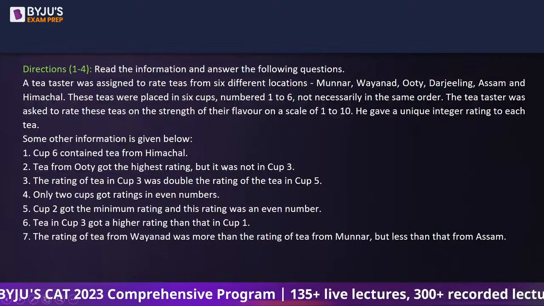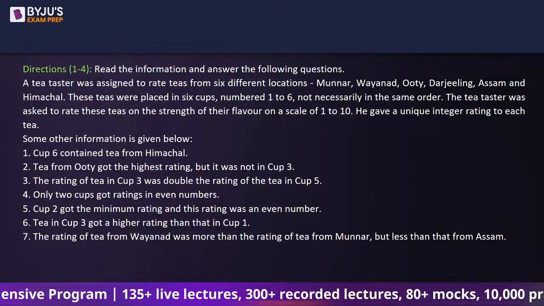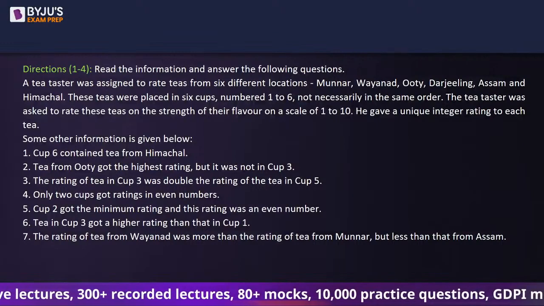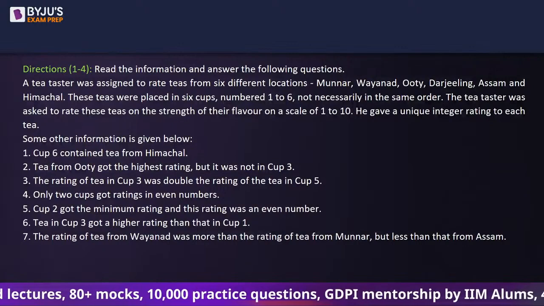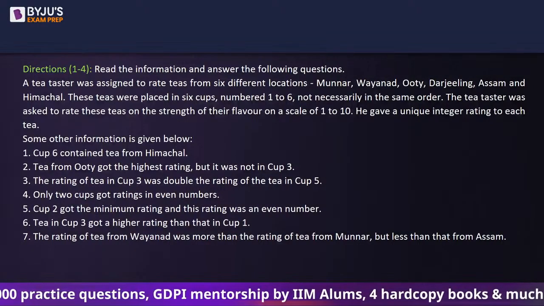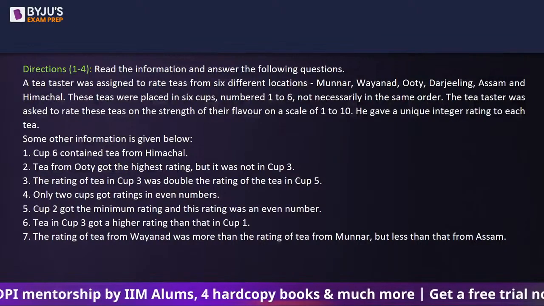Okay. A tea master was assigned to rate teas from 6 different locations: Munnar, Wayanad, Ooty, Darjeeling, Assam, and Himachal. These teas were placed in 6 cups, numbered 1 to 6, not necessarily in the same order. The tea tester was asked to rate these teas on the strength of their flavor on a scale of 1 to 10. He gave a unique integer rating to each tea.